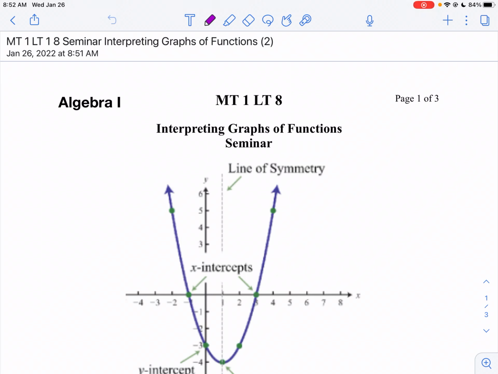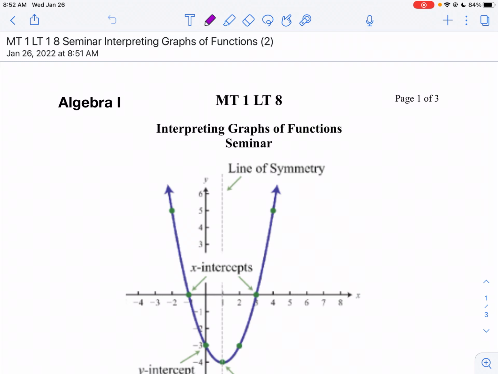Hello. In this lesson, I want you to interpret intercepts and symmetry of graphs of functions. I want you to interpret positive, negative, increasing and decreasing behavior, extrema, and behavior of graphs of functions. In other words, we're going to be describing what we see in a graph and what that means.